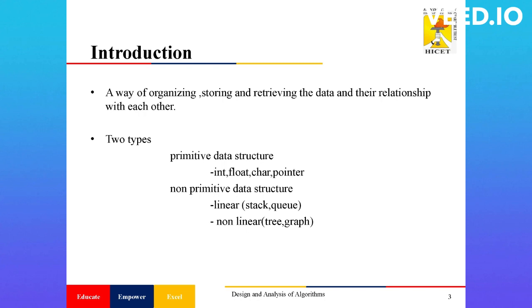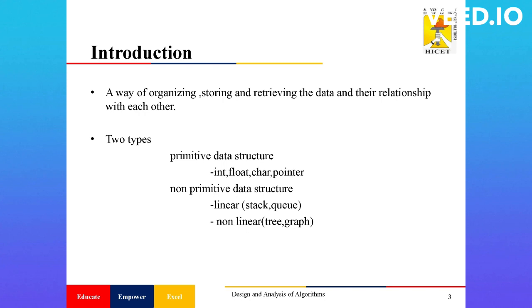So this is a general introduction of a data structure. So what is a data structure here? It's a way of organizing, storing and retrieving the data and finding the relationship with each other. Generally, we divide it into two types. One is the primitive data structure and another is the non-primitive data structure. So integer, float, character, pointer, these are the primitives.